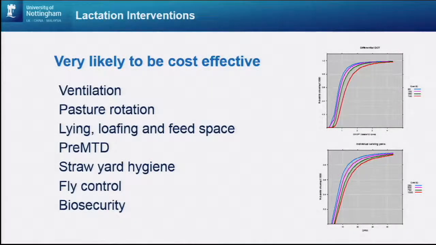So from that modelling work, the interventions that came out as most likely to be cost effective for most herds were things around ventilation, pasture rotation, interventions affecting the amount of space the cows have, both in terms of lying and loafing and feed space, pre-milking teat disinfection, straw yard hygiene, fly control and biosecurity. So possibly not too many surprises there.